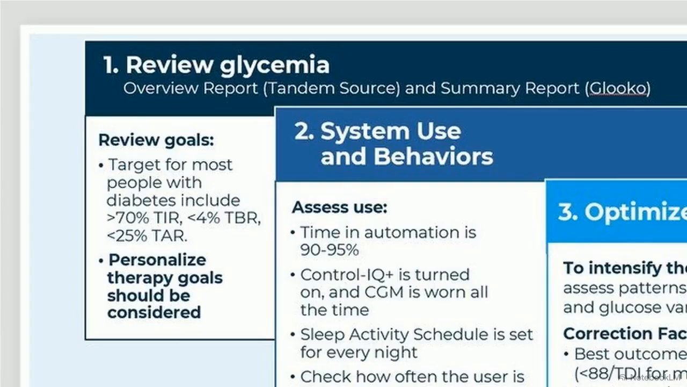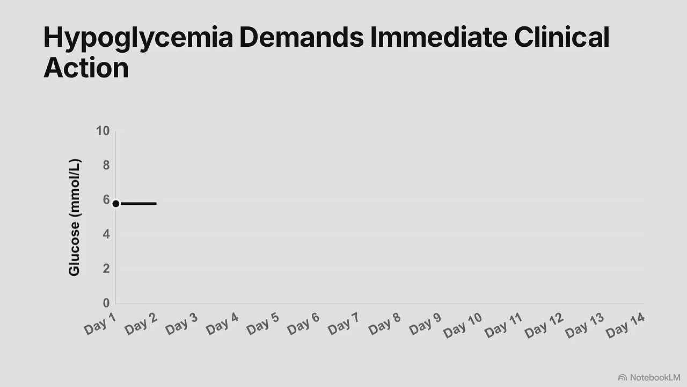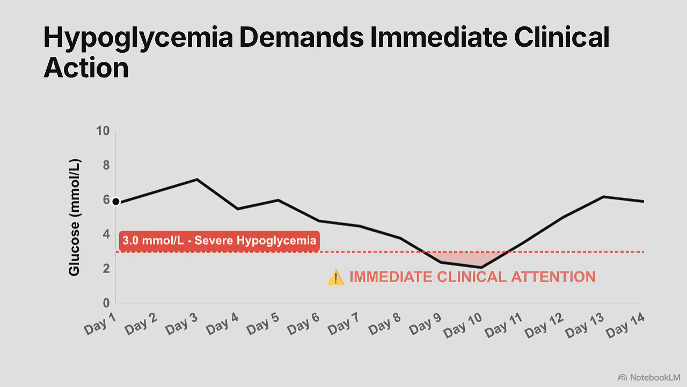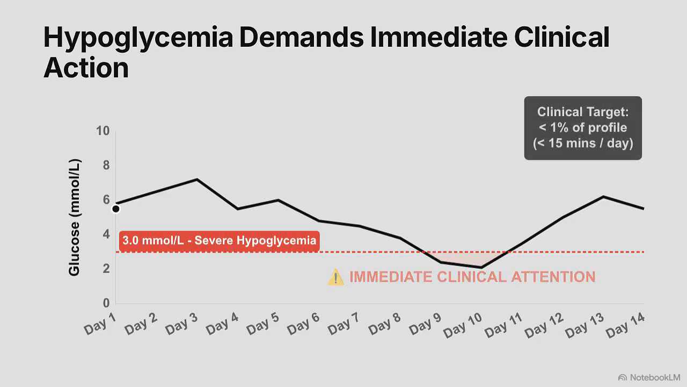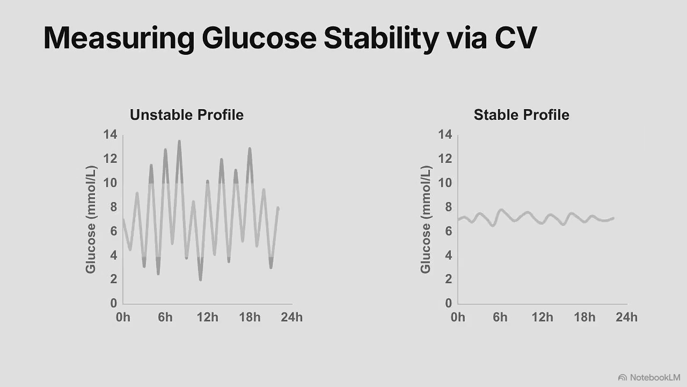While pursuing higher time in range, we must monitor the primary safety parameter, time below range. The time a patient spends below 3.9 millimoles per liter must be kept strictly under 4%. Within that safety margin, we look closely at severe hypoglycemia. Any time spent below 3.0 millimoles per liter requires immediate clinical attention and must remain under 1% of the total 14-day profile.